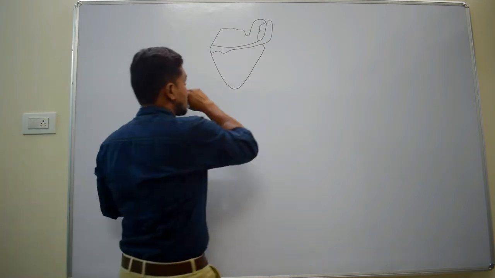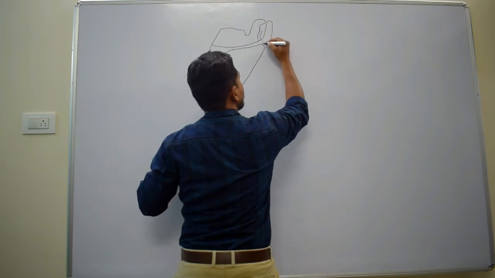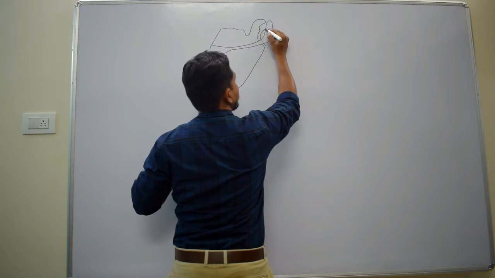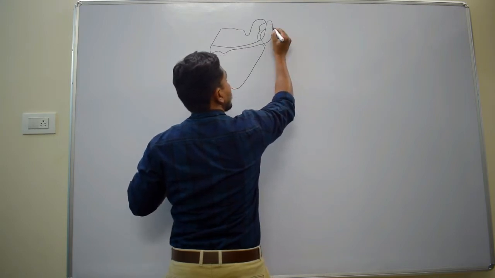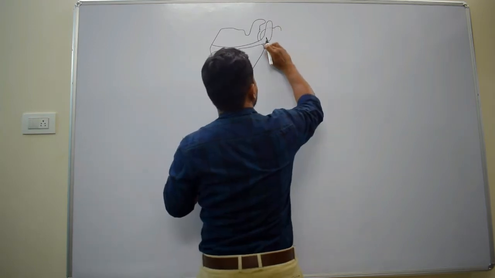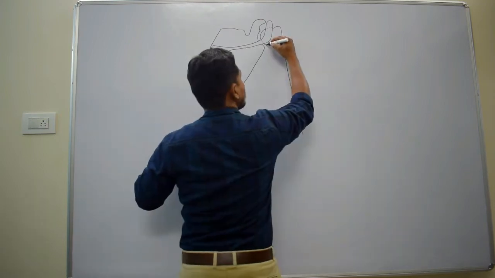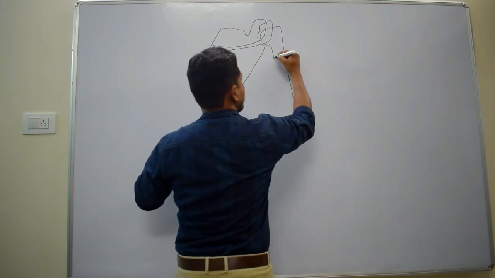Head of the humerus. So, here I am drawing the head of the humerus. The joint between the glenoid cavity and head of the humerus, what is that joint? Shoulder joint. So, this is the head of the humerus, and this is the greater tuberosity of humerus. And this is the shaft of the humerus. Here, at this part, is the surgical neck.